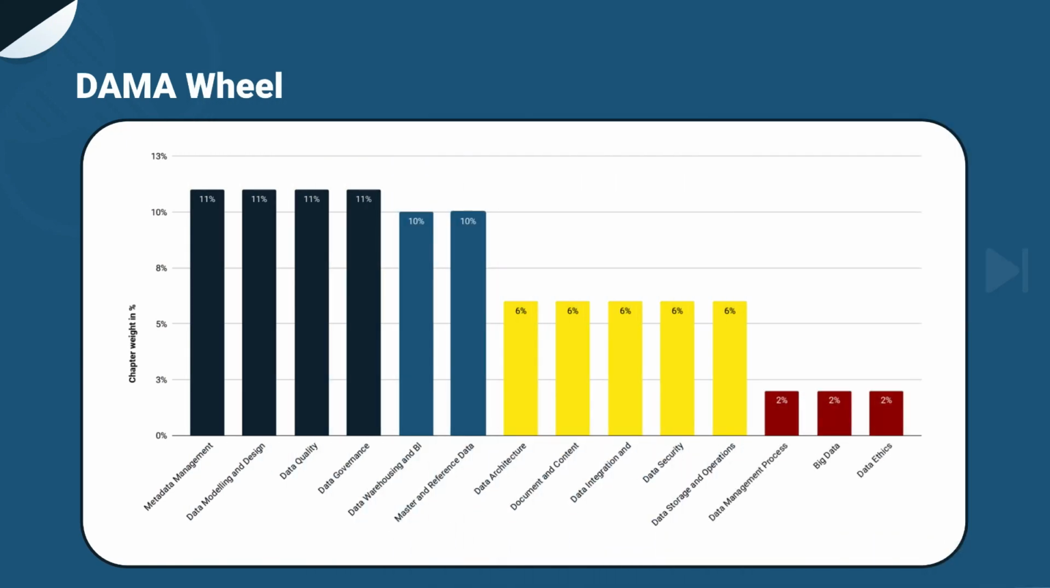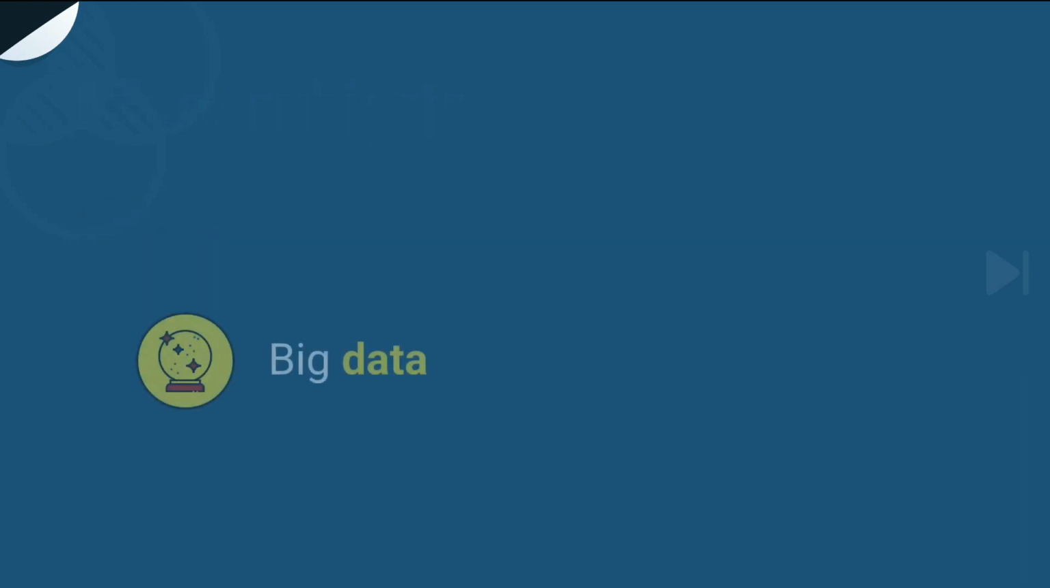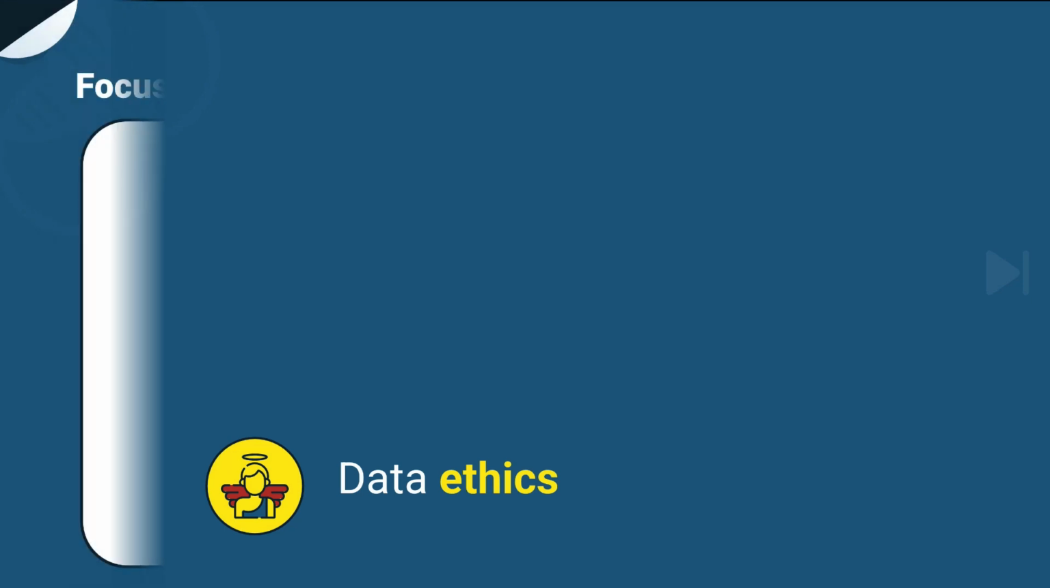Finally, you get 3 edge topics. Data management process, which asks 2 questions on the basics of the DMBoK. Big data, which is focused mainly on data lakes and the value of big data sets. And 2 questions on data ethics, which you can largely answer just doing Ctrl+F with the DMBoK and finding the answers in the quiz itself.